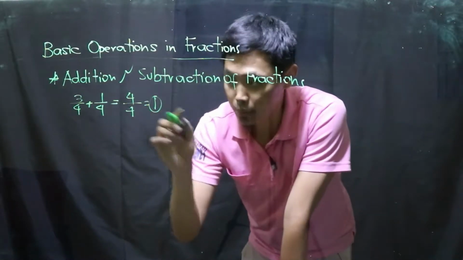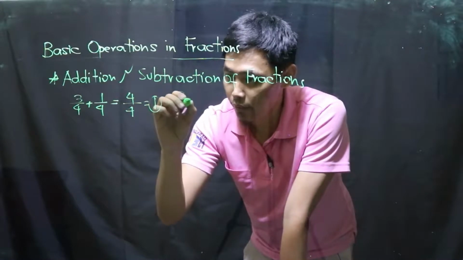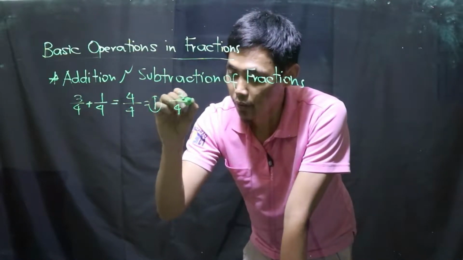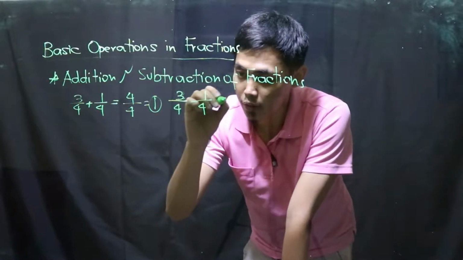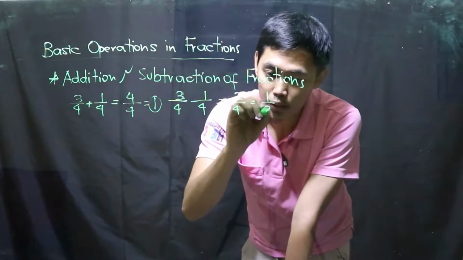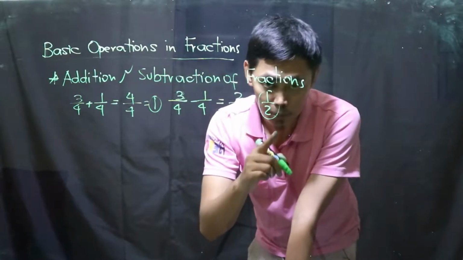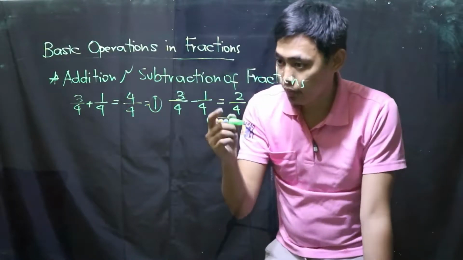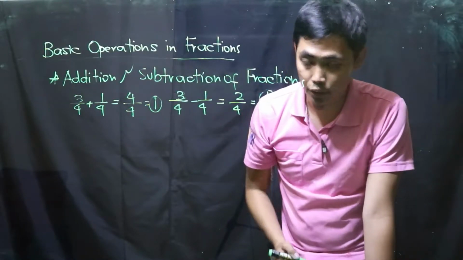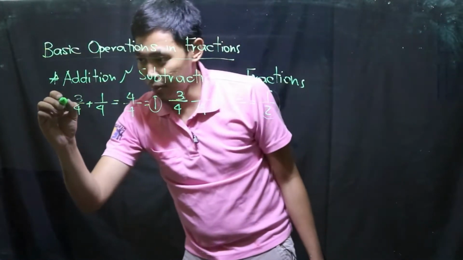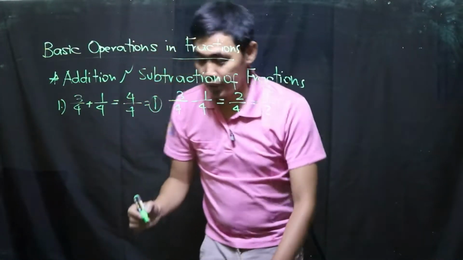How about subtraction? 3 over 4 minus 1 over 4. This would be 2 over 4 or 1 over 2. This is simplified to the lowest term. And this is the subtraction of fractions. So, no problem with similar fractions. How about dissimilar? Really easy.